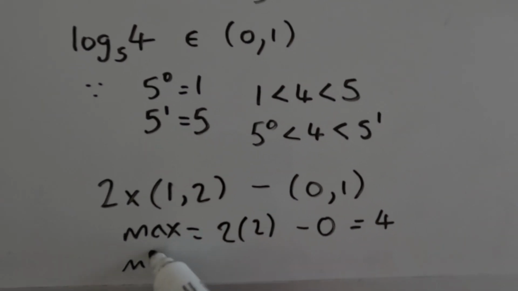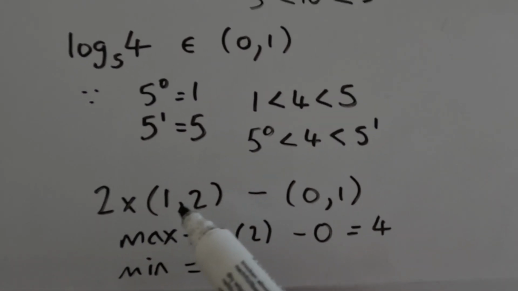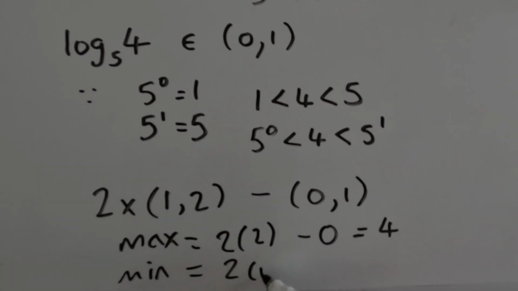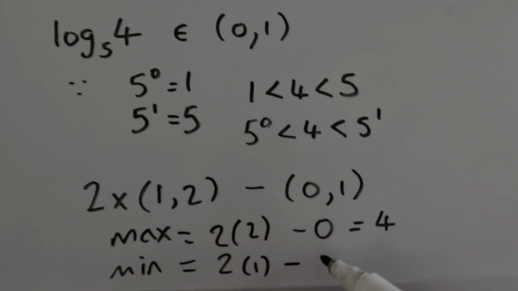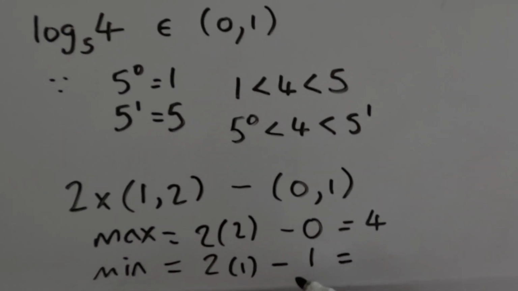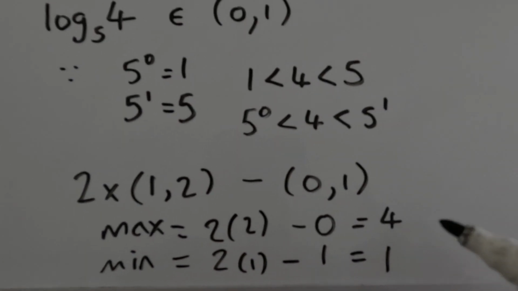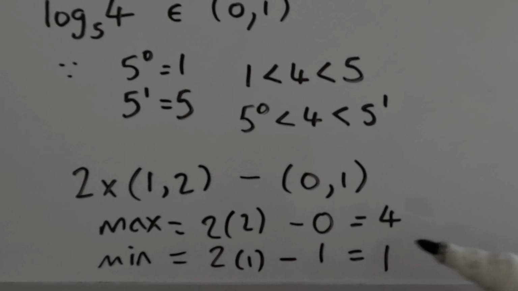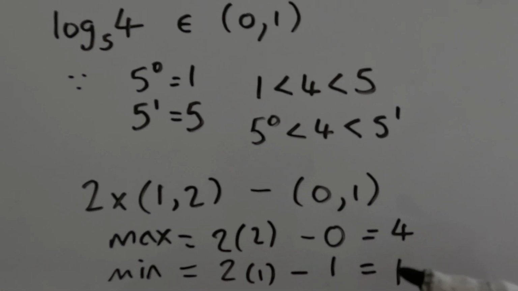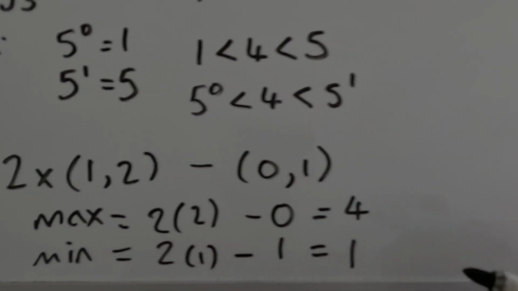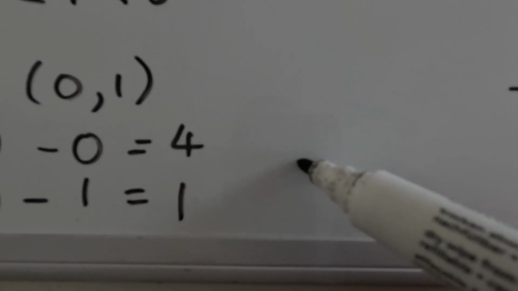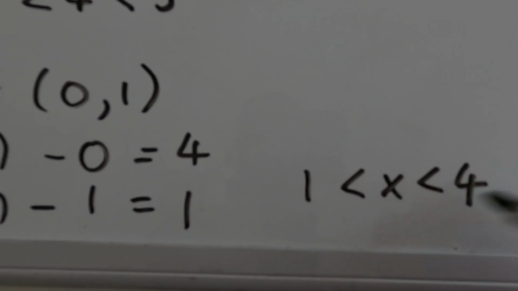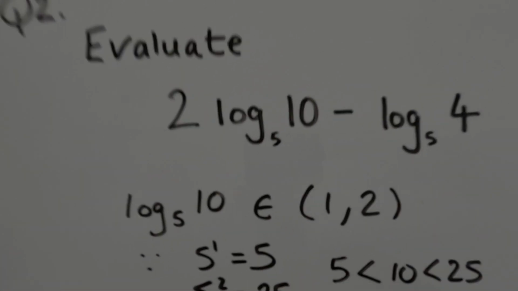And then the min, that's when that is minimized and that is maximized. When the first is minimized, it's 1, and the second is maximized at 1. So 2 times 1 is 2, minus 1 is 1. So your answer will be between 4 and 1, or 1 and 4. So your answer, x, will be strictly between 1 and 4, where x is the answer to that.